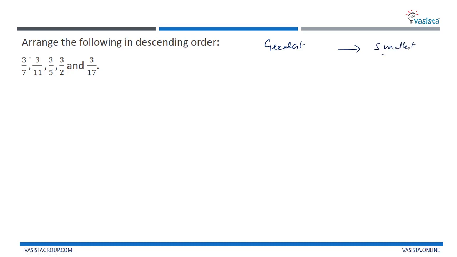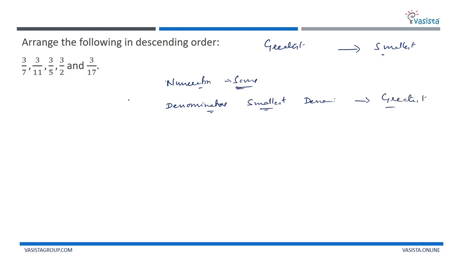Now observe the fractions they have given, that is, in the numerator all are the same, that is 3 they have only given. Now observe the denominator. So when the numerator of a fraction is the same, and if the denominator differs, the smallest denominator will be the greatest one, right?